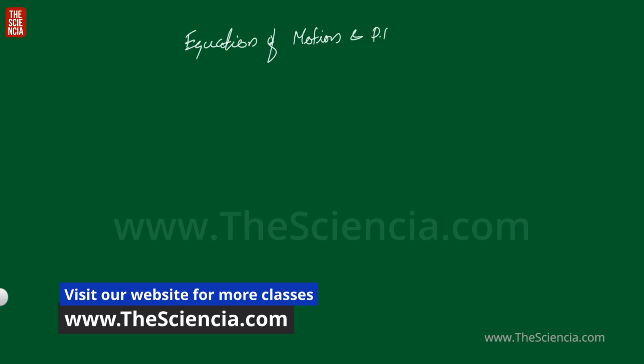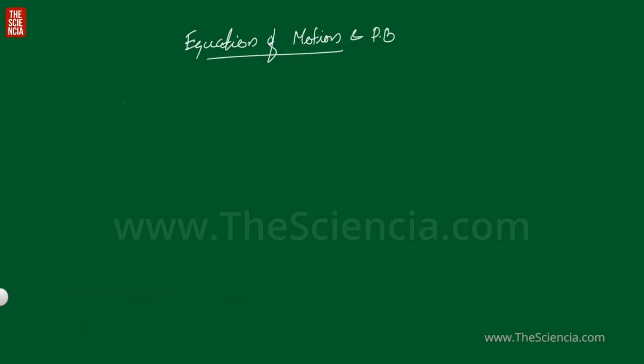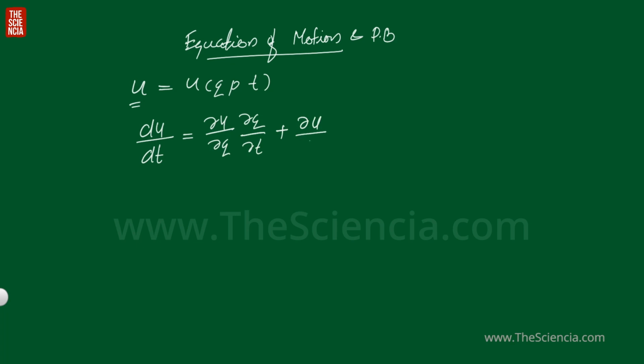Equation of motion and the Poisson bracket. Let us consider a dynamical variable u and it is a function of q, p, t, that is in phase space. The dynamical variable in phase space. Then what is the time variation of this dynamical variable? That is du by dt. That will be equal to dou u by dou q into dou q by dou t plus dou u by dou p into dou p by dou t plus dou u by dou t.